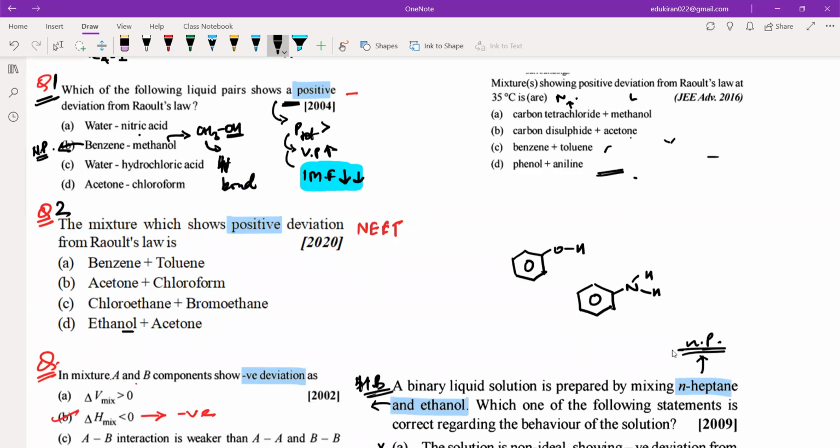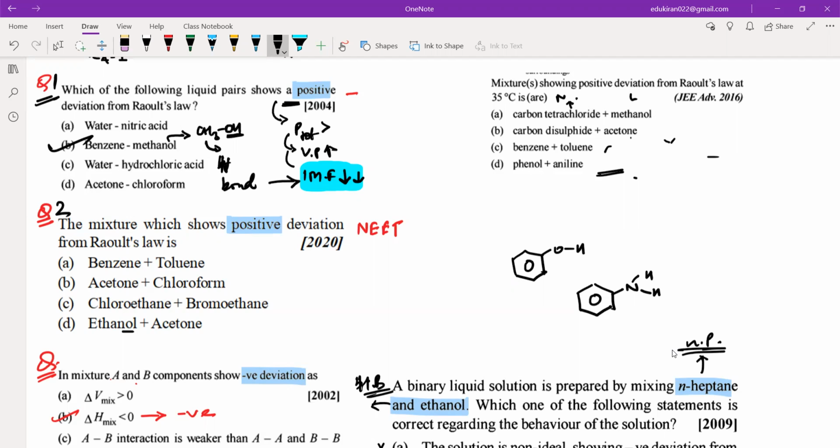If methanol is having a hydrogen bond, that means what? It means that if I add benzene to methanol, then what will the benzene be doing? It will be hindering the hydrogen bond formation, and that will lead to the lowering of intermolecular forces of attraction. Okay, so the second answer will be the correct one. Got the point? Yes. Okay. Now, similarly here also.